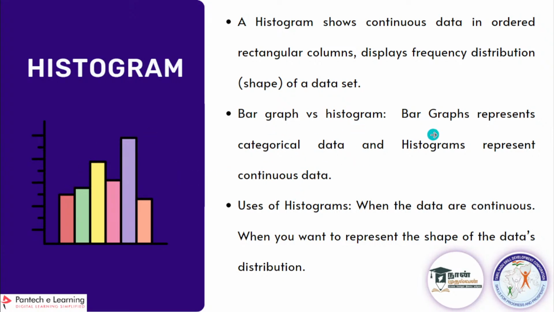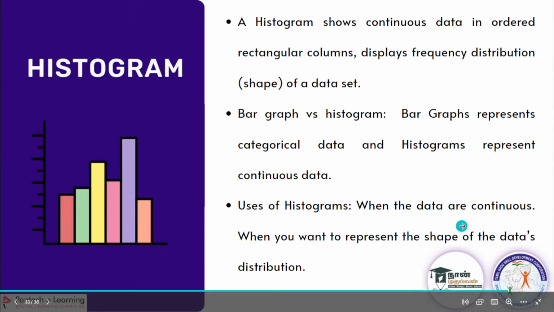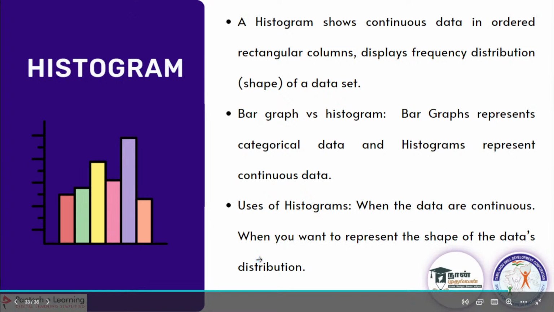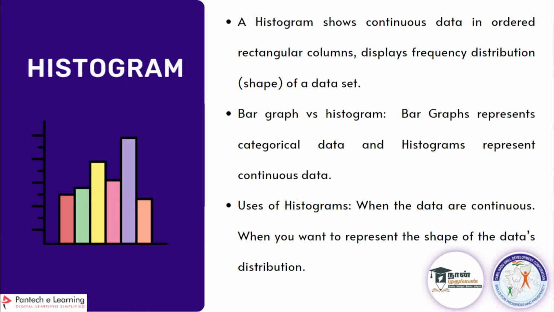What is the difference between them? Bar graph represents categorical data or discrete data, and histogram represents continuous data. And when to use it? When the data is continuous and you want to represent the shape of the data's distribution, how it is distributed overall, then you can go with histograms.